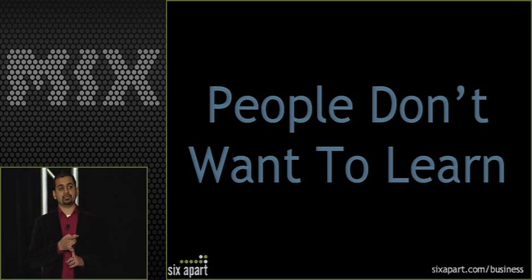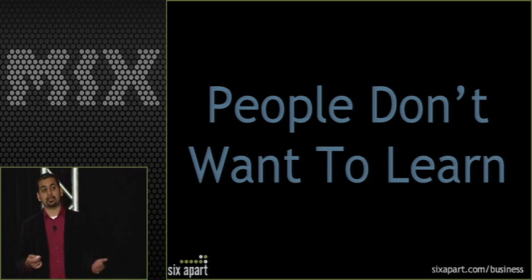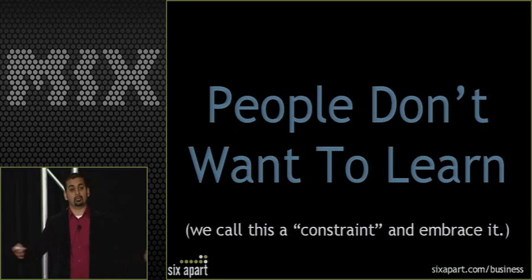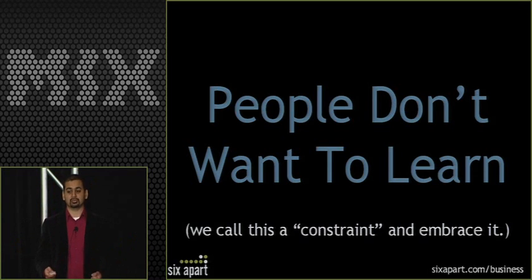The first thing we have to know is that the people in your organization are not like those of us who are here at MIX. If you're at MIX, you like new things, you like checking stuff out that's cool. Maybe if you're like most of us, you've deluded yourself into thinking other people think technology is cool. They don't, but that's okay. We'll call this a constraint. We'll embrace it. We'll use it to help educate ourselves about how to get this right.